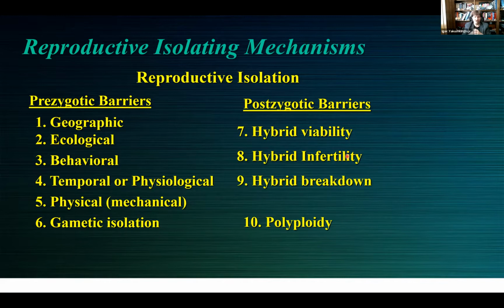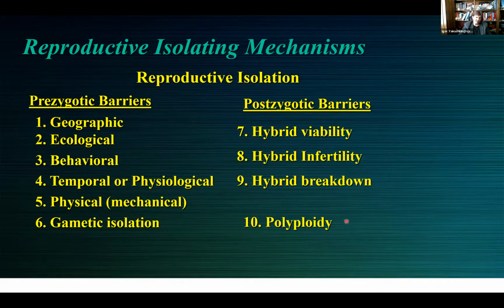A great example of hybrid infertility is the horse, which is a different species from a donkey. They can interbreed, and they'll produce mules or hinnies. Those are infertile. Mules cannot reproduce with mules, with horses, or with donkeys. They're infertile. Hybrid breakdown is usually when the first generation of hybrids is viable, and the second one dies off or is infertile.